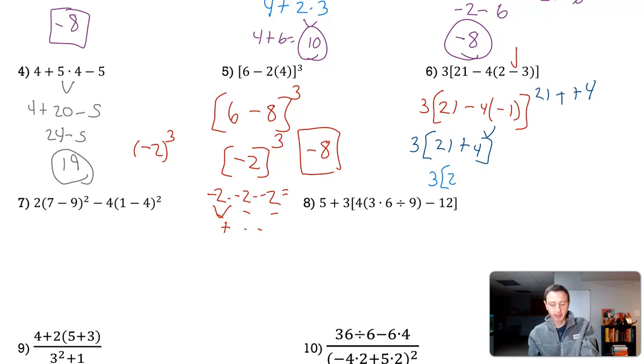So 3 bracket 25. What function does the bracket serve right now? It serves as parentheses, which serves as multiplication. Same function as what parentheses would be. So it'd be like 3 times 25. The bracket's doing the same thing. So 3 times 25 is 75.